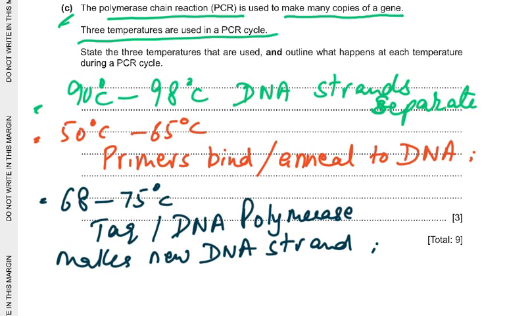So exactly 3 marks, and then you give me all these points. 90 to 98, DNA strands separate; then 50 to 65, the primers bind, or we call it annealing, to the DNA. And then 68 to 75 is the Taq or the DNA polymerase, which makes the new DNA strand. So that is why the polymerase chain reaction lets you make many copies of the gene, or that little bit of DNA that you want more copies of, so you can study it.